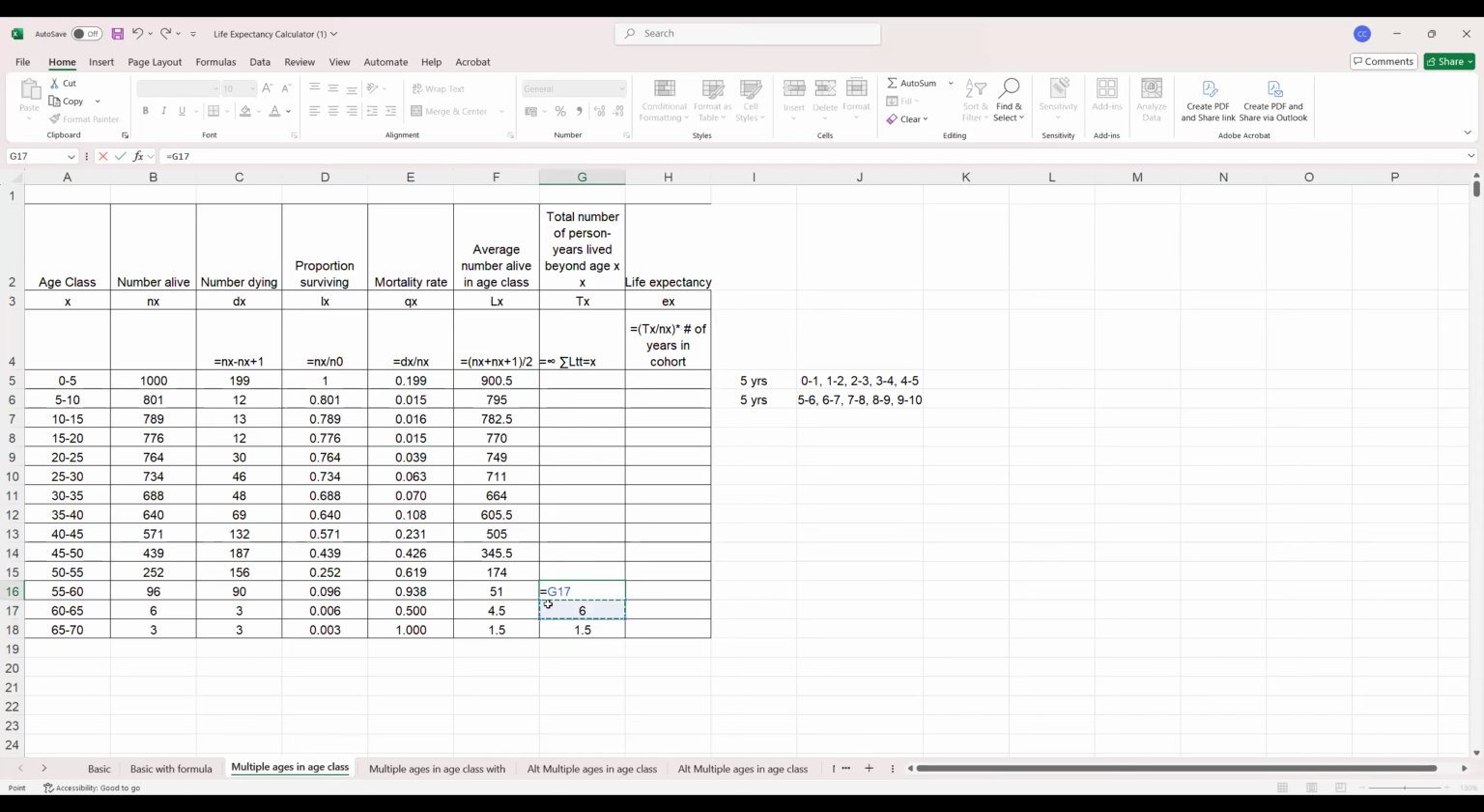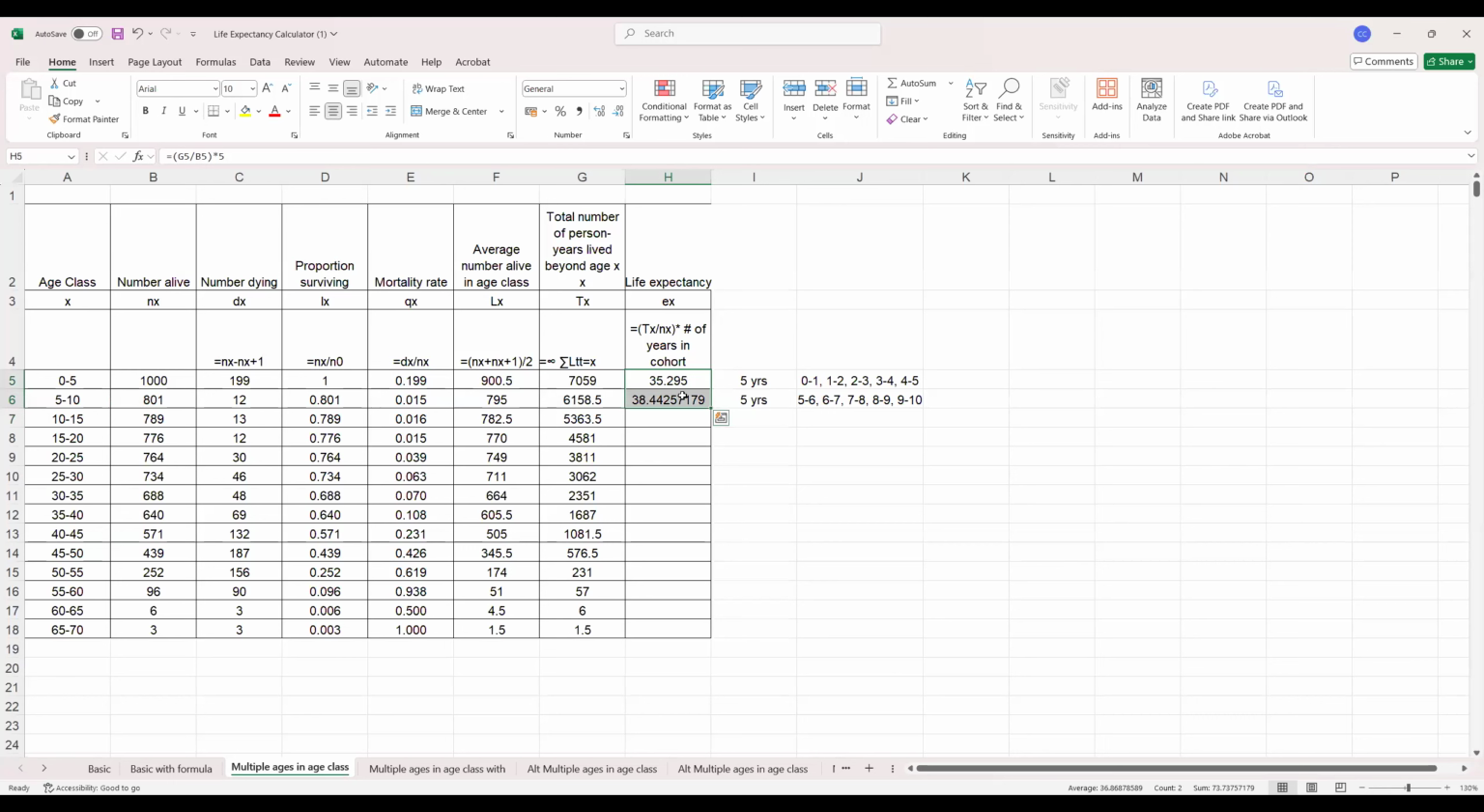Again, bottom plus left. Then copy, Control C lang yon, and then paste. Now, from there, dito na papasok yung number of years in the age class. Kasi equals, open parenthesis, T sub x ng age class na yon, divided by N sub x ng class na yon, times number of years ng age class. So in this case, 5, multiply natin by 5. Again, T sub x divided by N sub x of that age class times 5.